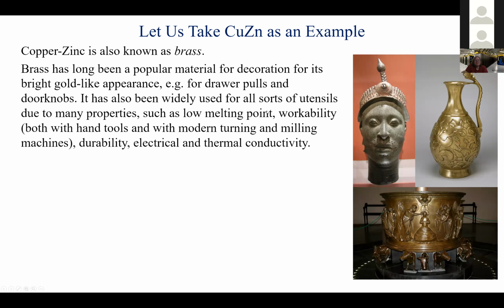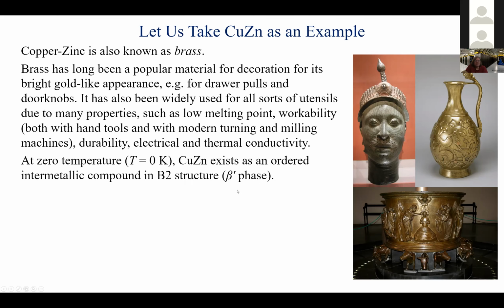Brass has long been a popular material for decoration for its bright gold-like appearance, for example for drawer pulls and doorknobs. It has also been widely used for all sorts of utensils due to many properties such as low melting point, high workability, durability, and electrical and thermal conductivity. At zero temperature, T equals 0, copper zinc exists as an ordered intermetallic compound in the B2 structure.